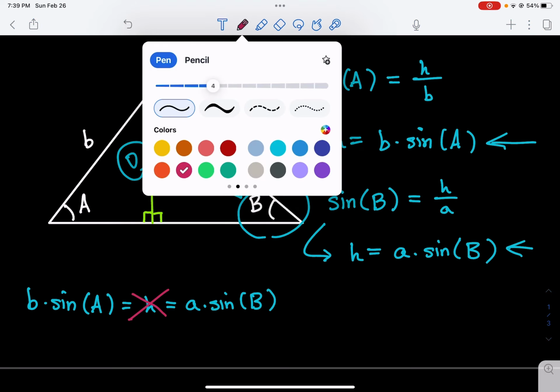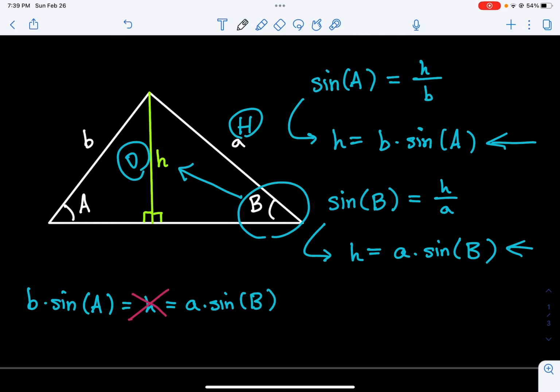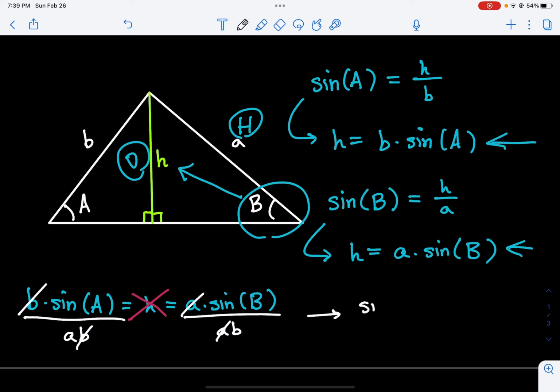Well, if you rearrange this equation, let's divide both sides by a times b. Divide both sides by a times b. You'll notice that this b cancels with this one, this a cancels with this one, and we end up with something really nice, that the sine of capital A over little a equals the sine of capital B over little b. And that right there is essentially a proof of the law of sines.